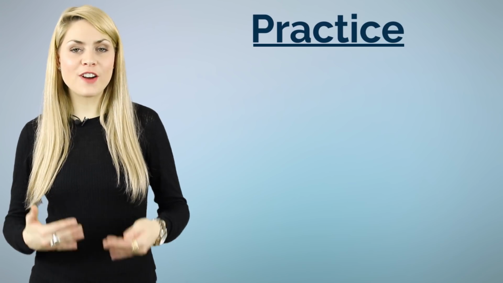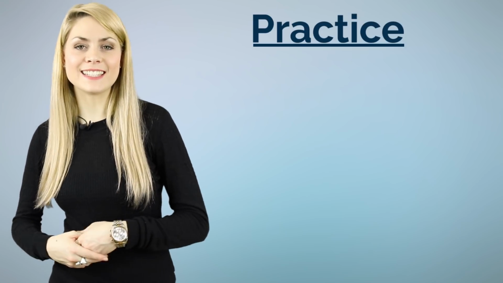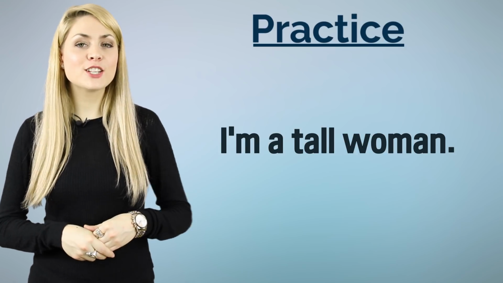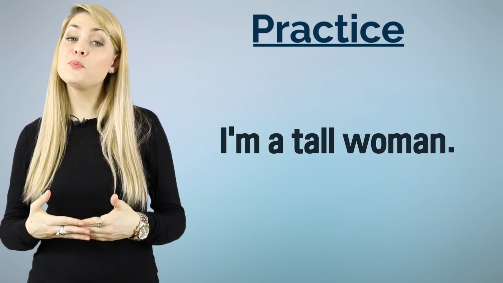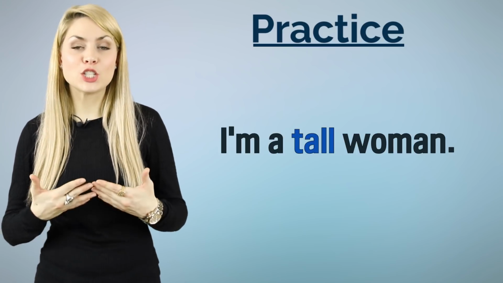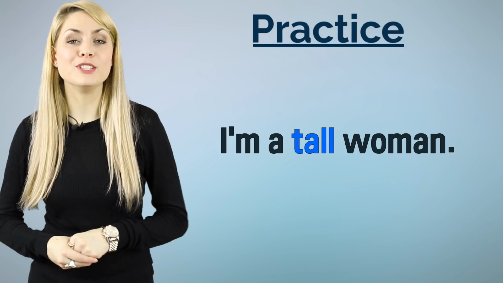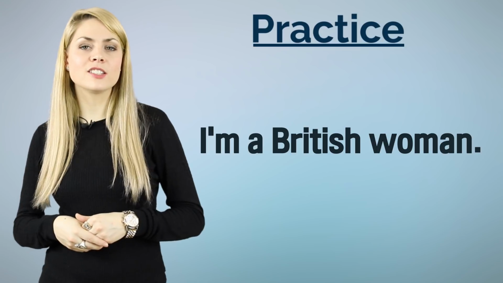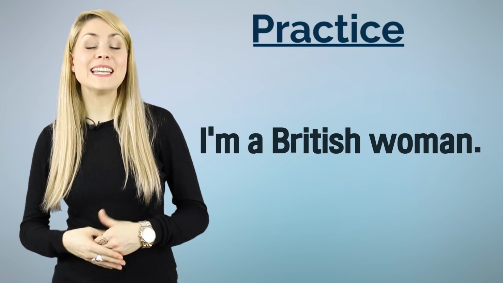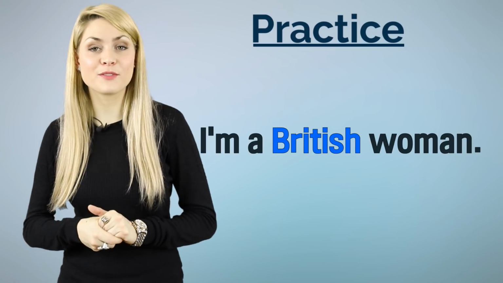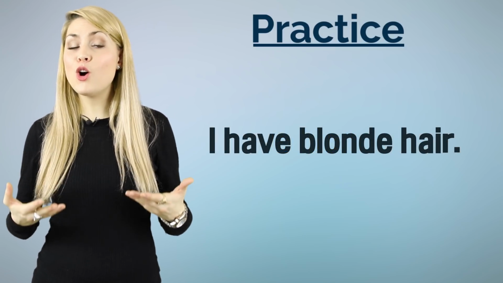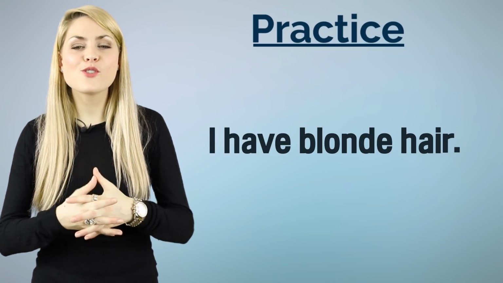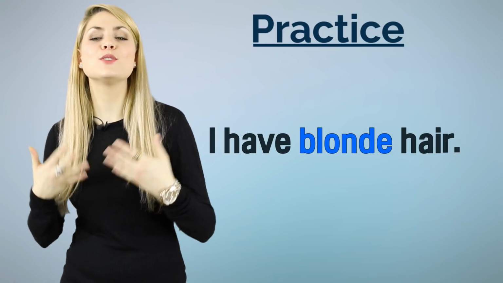Let's now practice finding adjectives in a few sentences. I'm a tall woman. Can you see the adjective in this sentence? I hope you can. The adjective is tall. It gives you the height of the woman. I'm a British woman. Now, where is the adjective? The adjective is British. Gives you the origins of this woman. I have blonde hair. Now, what's the adjective in this sentence? Of course, guys, it is blonde. It gives you the color of the hair.